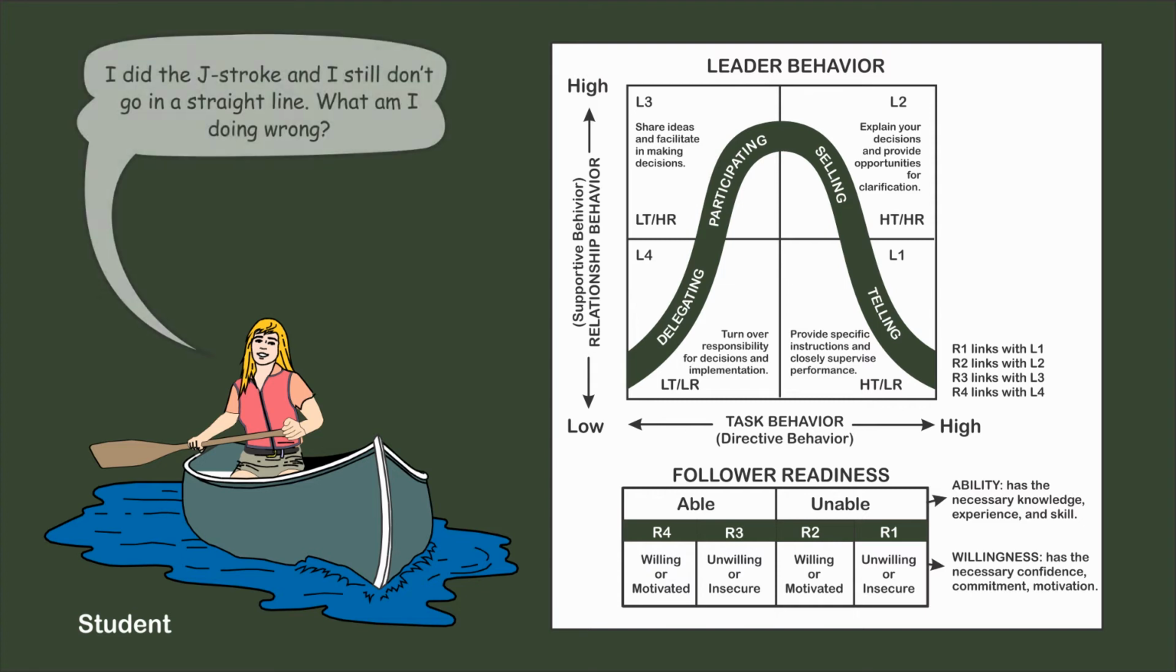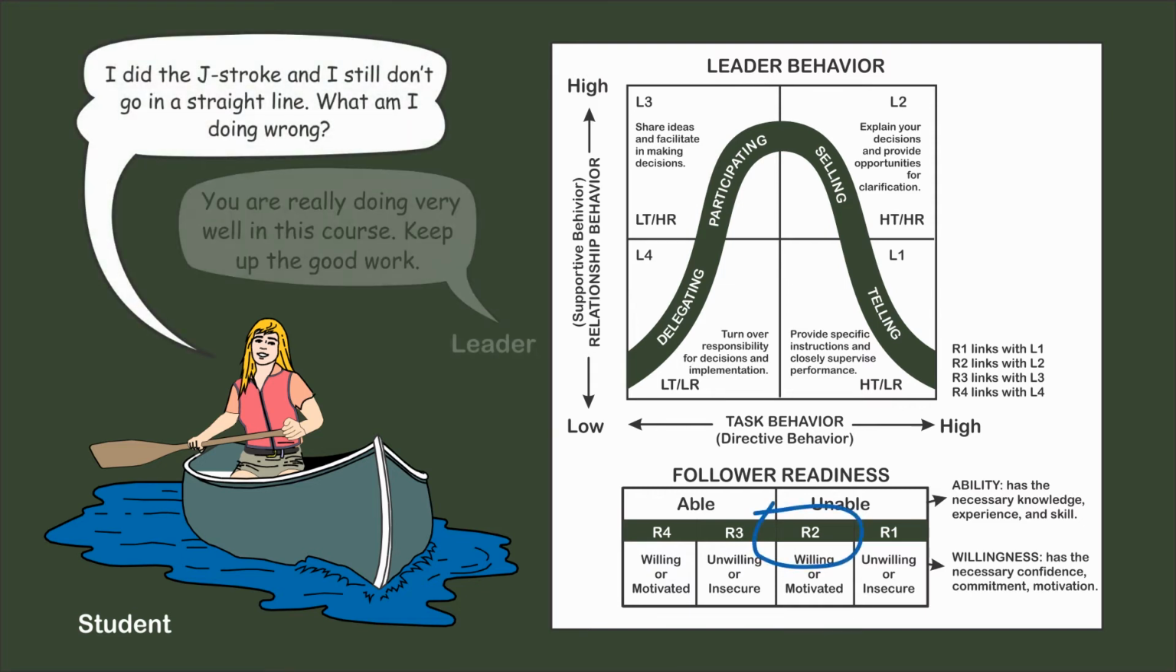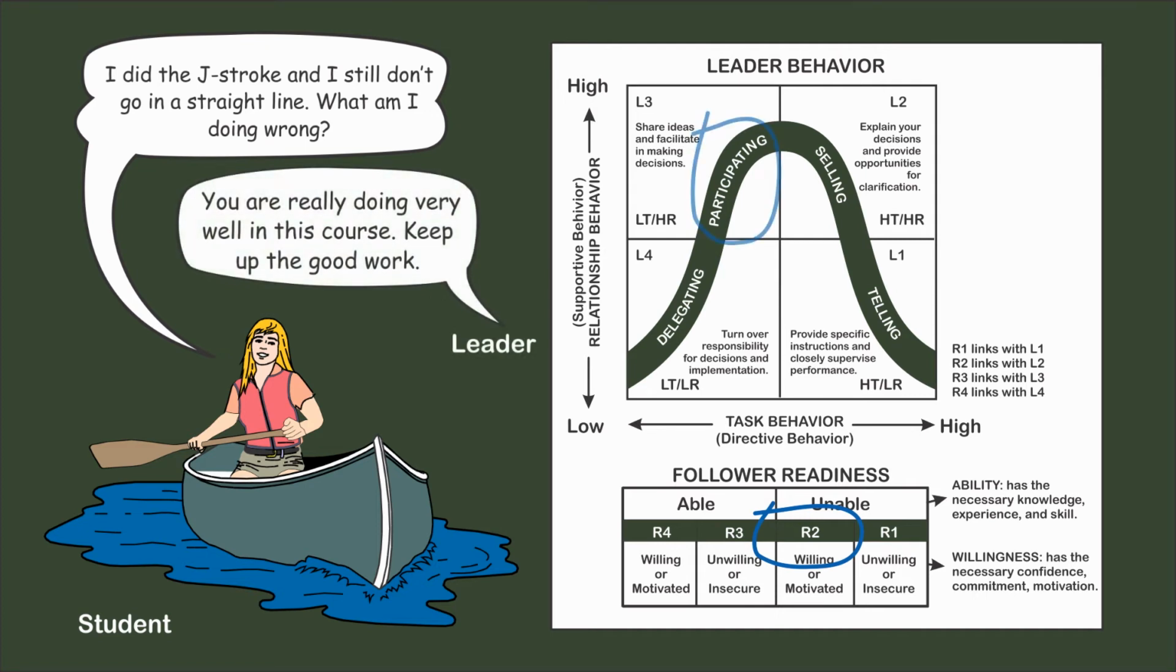It is a canoeing class. A student performed the J-stroke and seeks feedback on what she is doing wrong. The instructor gives socio-emotional support, but doesn't provide specific corrective feedback.